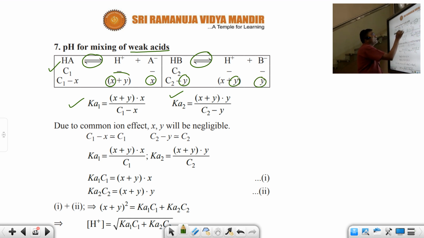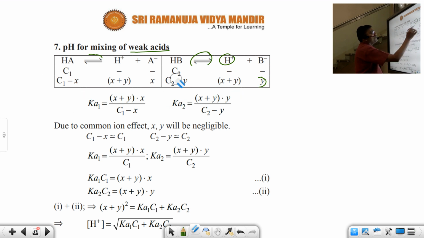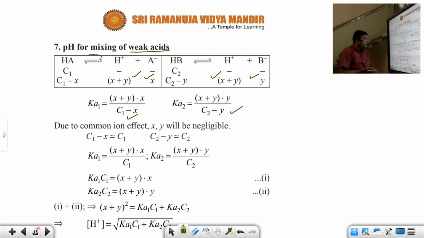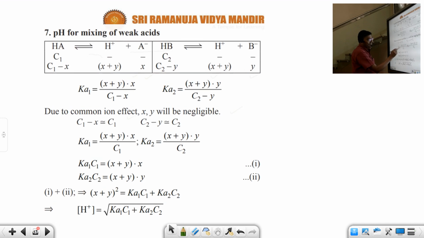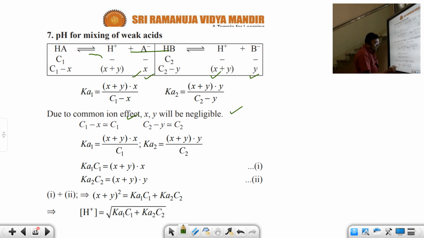But what is the H plus ion concentration? X plus Y. Here this is also contributing, and here also X plus Y. That is the reason why you write the H plus ion concentration as X plus Y. Now write the Ka values. X plus Y into X by C1 minus X, X plus Y into Y by C2 minus Y. Ultimately, if you try to solve for the H plus ion concentration, it comes out like this. This formula you can remember.